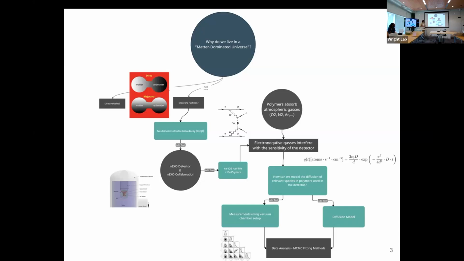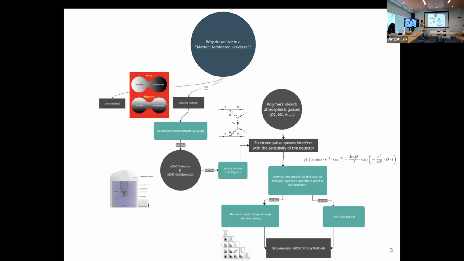And that background might be that some of the materials used in the detector absorb atmospheric gases while they're just out in the world being produced. And when we put them in the detector over the time scale that we're looking at, which will be many years, they will slowly off-gas this gas that they've absorbed, potentially interfering with our electron lifetime inside the chamber.